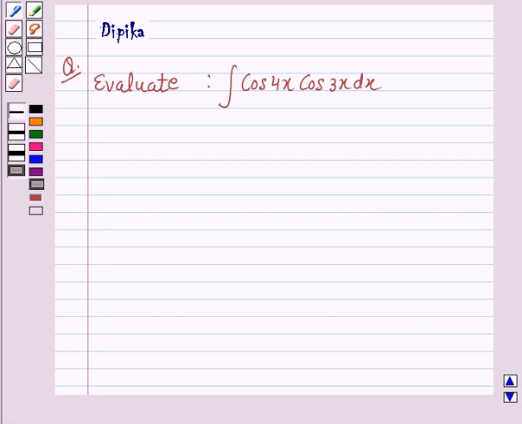The question says, evaluate the integral of cos 4x into cos 3x dx. So let's start the solution. Let I be equal to the given integral, which is the integral of cos 4x cos 3x dx.